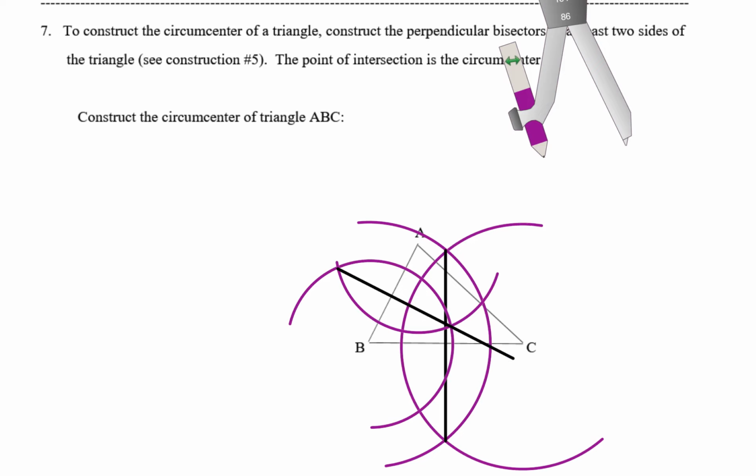Where the two perpendicular bisectors are intersecting, seeing it right in here, that point that they have intersected at is what we call the circumcenter.